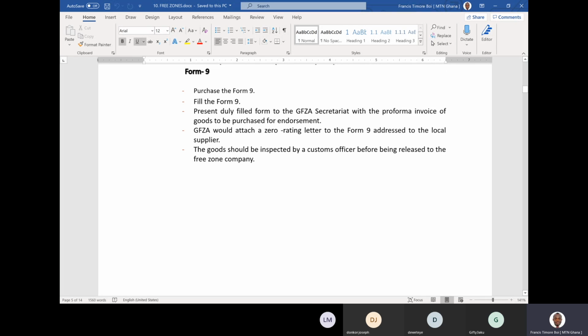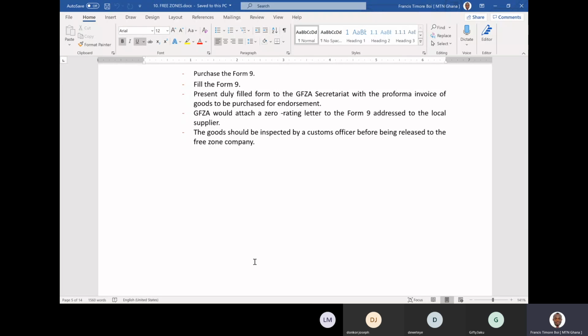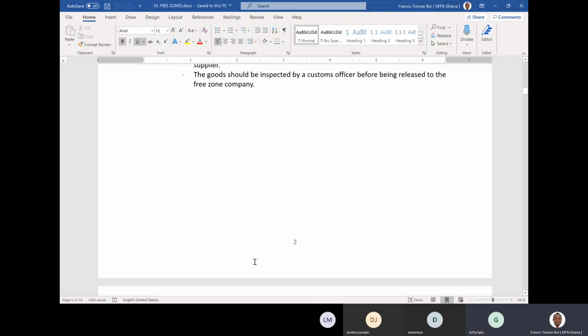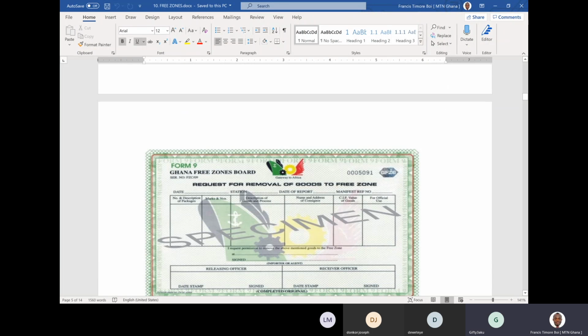Then the Free Zone will attach a zero rating letter. They'll write a letter telling you that this person is entitled to be zero rated. And if these are goods, customs will inspect the goods before they are released into the free zone. Customs mostly have an office in the free zone area, so when the goods are coming, they will inspect them. And this is how the Form 9 looks.